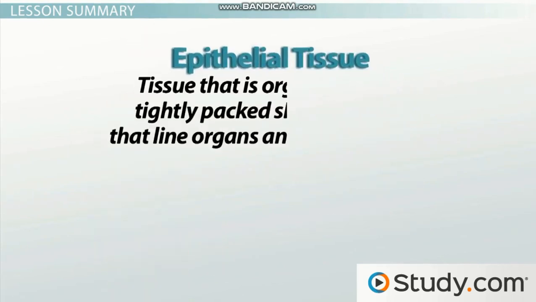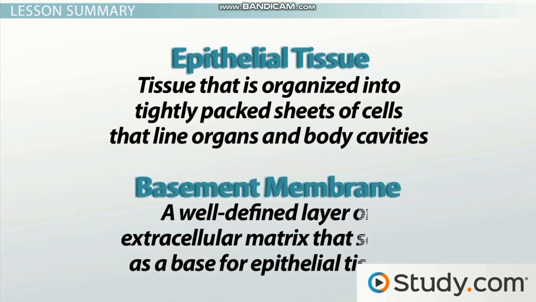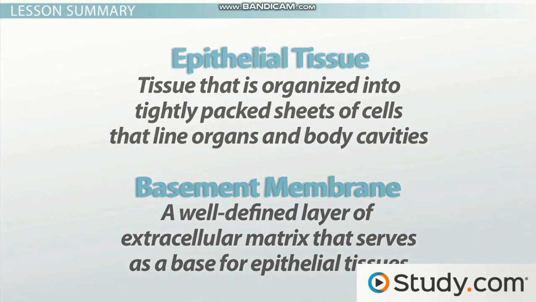Epithelial tissue is tissue that is organized into tightly packed sheets of cells that line organs and body cavities. Epithelial tissues can serve several purposes, with the three major functions being protection, secretion, and absorption. In epithelial tissues, one or more layers of cells completely covers a basement membrane, which is a well-defined layer of extracellular matrix that serves as a base for epithelial tissues.